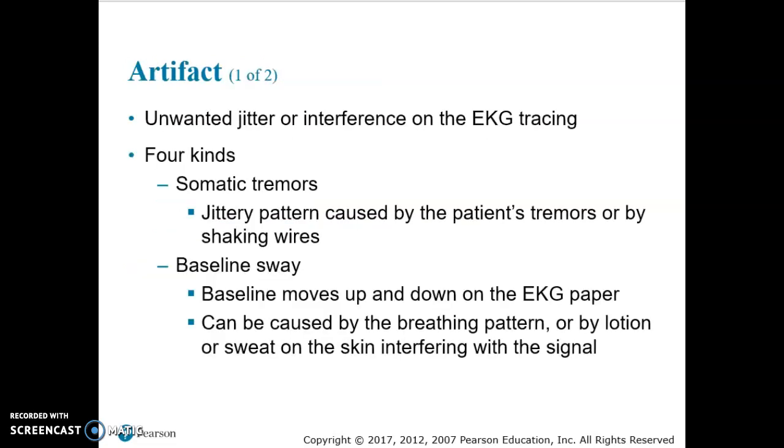And now we're going to talk about artifact. Artifact is unwanted interference on the EKG tracing. We have 4 different types of artifact that we're going to talk about: somatic tremors, baseline sway, 60-cycle interference, and broken recording. So with artifact, I'm going to go over these 4 different kinds.